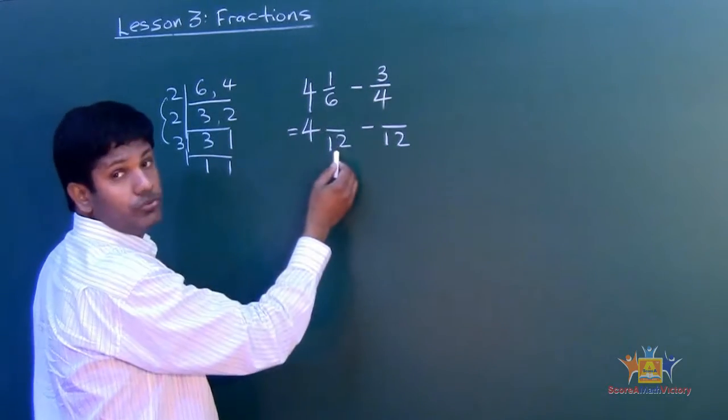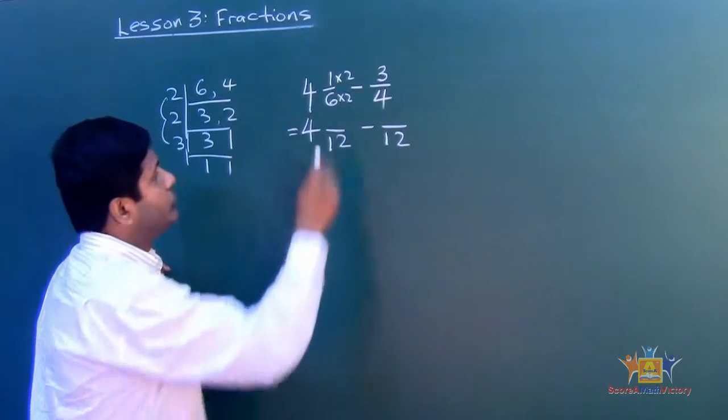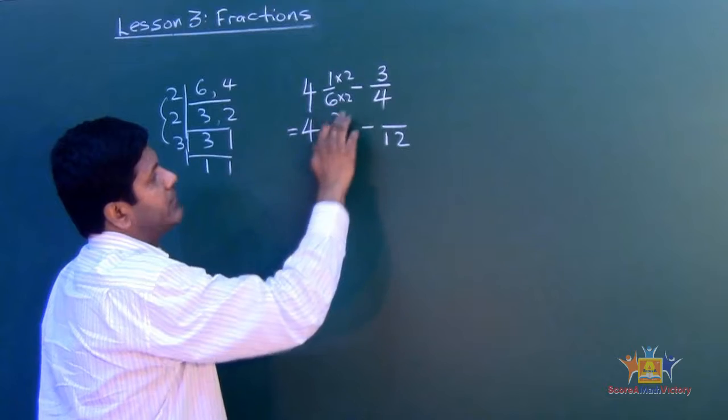How do I get from 6 to 12? I multiply that by 2. That means I'm going to multiply the numerator as well by 2. So 1 times 2 is 2, because 6 times 2 is 12.